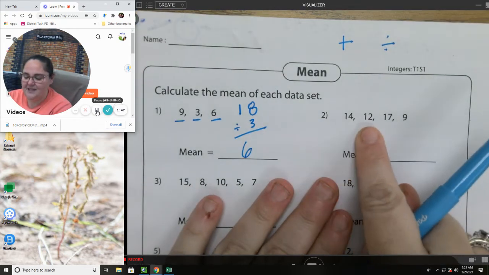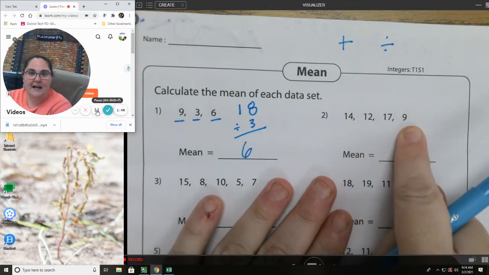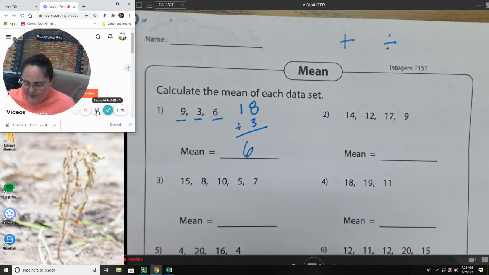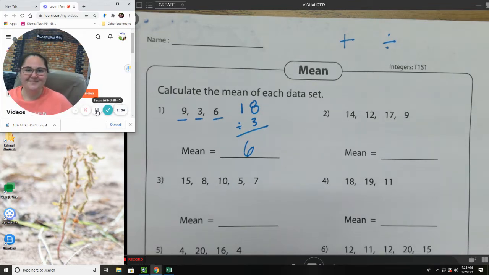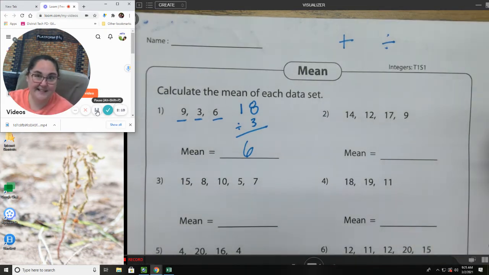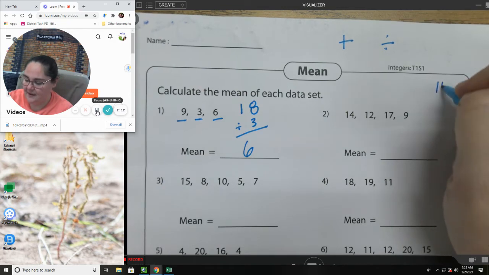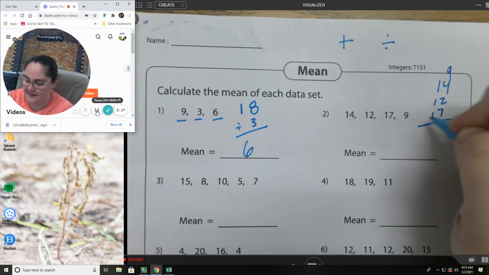Number 2, we have 14, 12, 17, and 9. So the first step is to add all of those numbers together. So I want you to do that now. Go ahead and add those numbers together. 14 plus 12 plus 17 plus 9. Did you get it? Let's see. I always rewrite it because it's easier for me to process that way. 14, 12, 17, and 9.